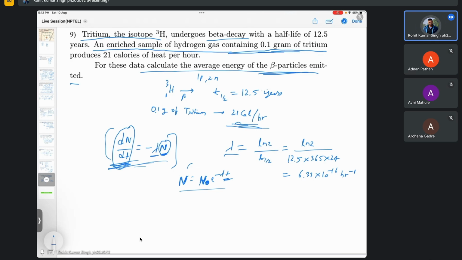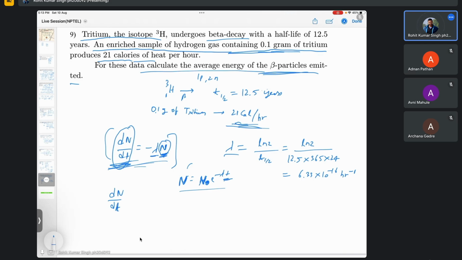So can we take 1 hour as our time, sir? But no, that will not help, because what is given here is that the sample, which contains 0.1 gram of tritium, produces 21 calories of heat per hour. So what is given here is dN by dt.